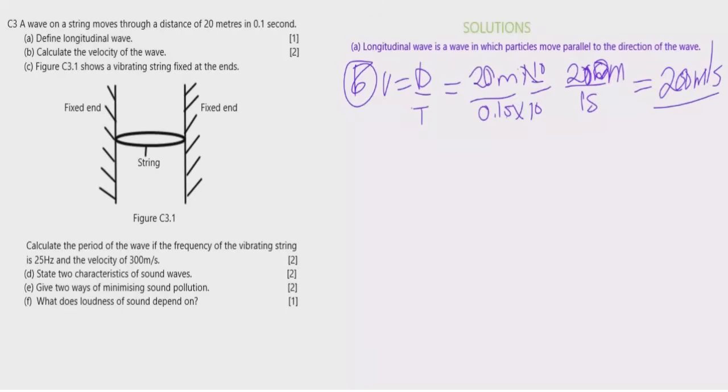So that's how we can do it. Even dividing 20 by 0.1 will give you the same answer, but I just multiplied by 10 to make 0.1 a whole number, which is easier for me to divide, as you have seen. 1 second into 200 meters gave me 200 meters per second. It might be confusing to divide 20 by 0.1 if you are not careful.